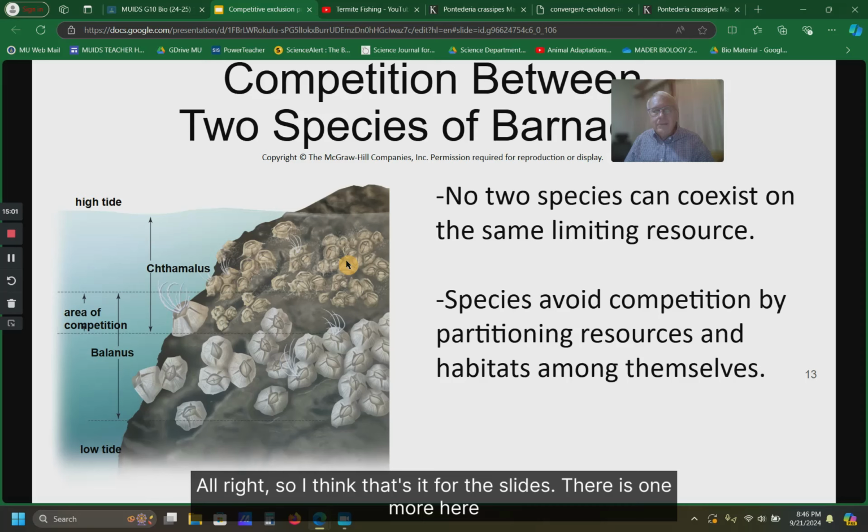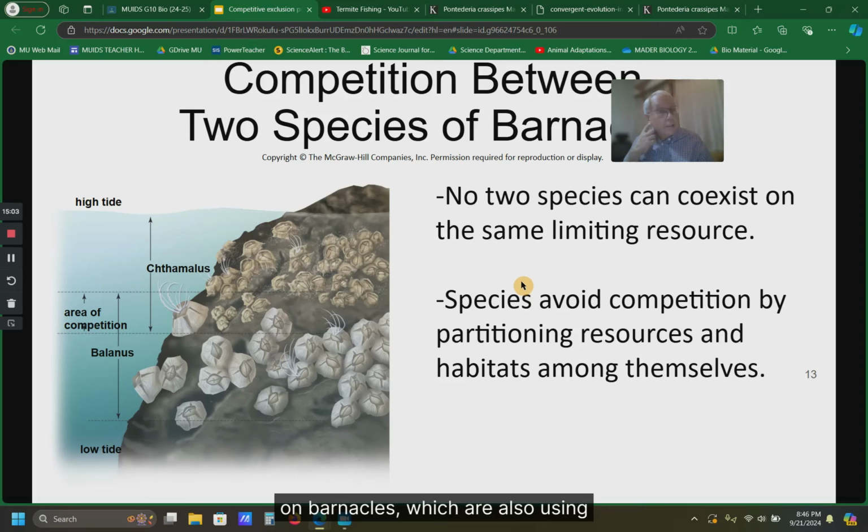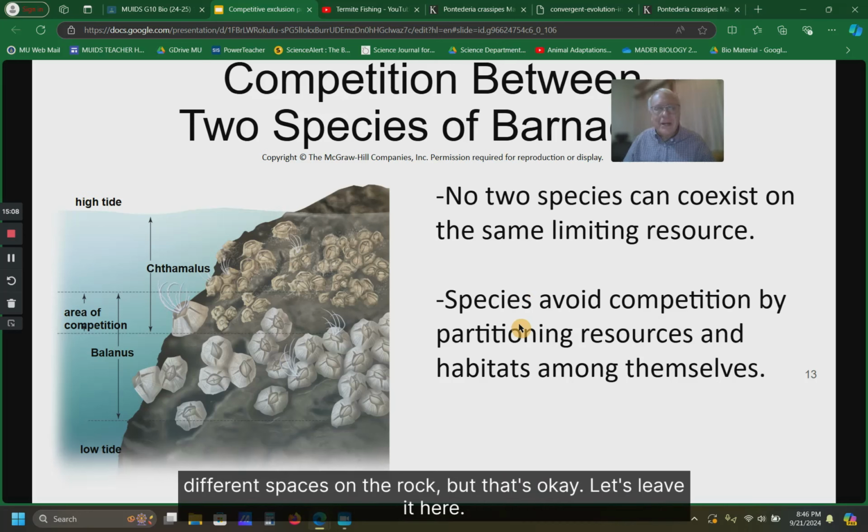All right, so I think that's it for the slides. There is one more here on barnacles, which are also using different spaces on the rock, but that's okay.